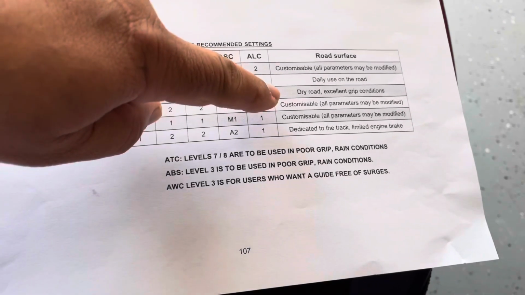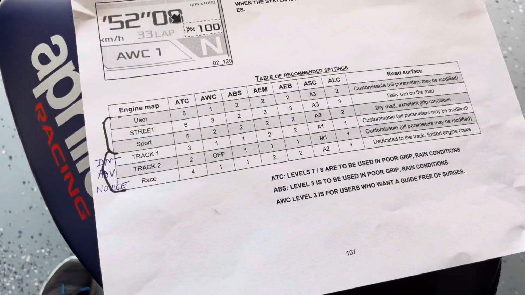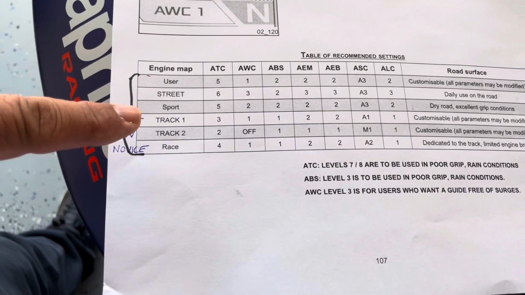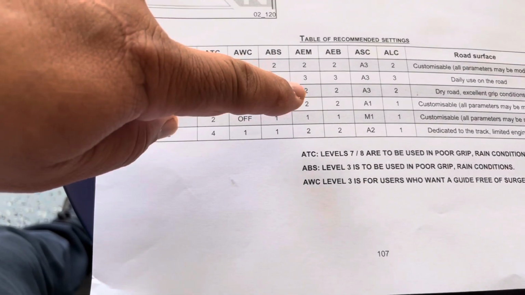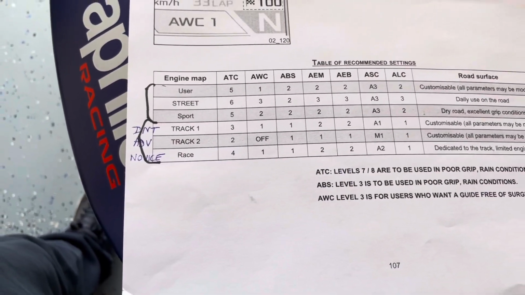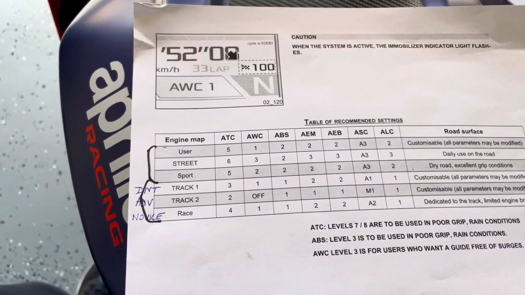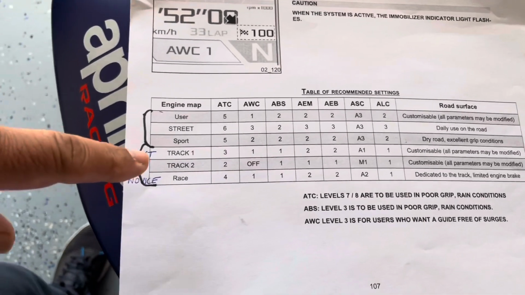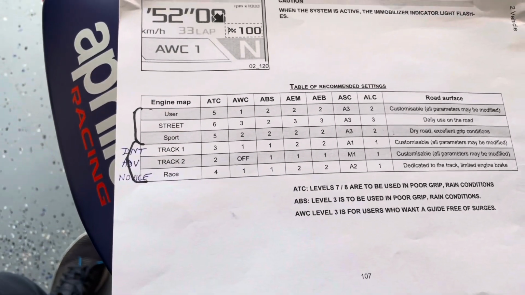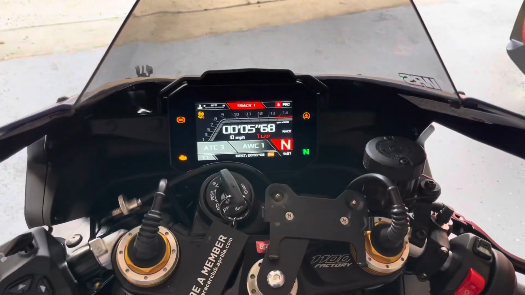Now, the track 1 map and the track 2 map are completely customizable. So the question is, how do you change these values? Say I ride the track 1 map for a couple of sessions, and I want to change the engine map from 2 to 1. I want a little more immediate power delivery, a little less nannying, and I'm ready to ramp up the performance. So I want to see what happens if I dial it down to 1. All right, so I'm in the track map and I want to make some changes.